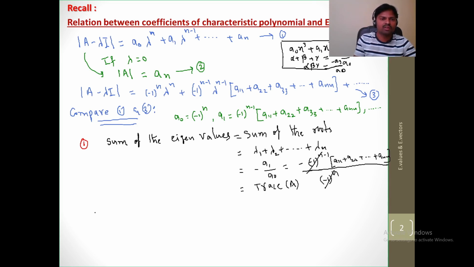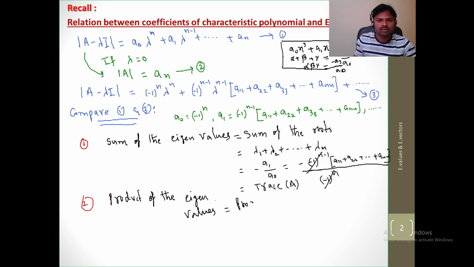So this is the sum of eigenvalues. And similarly, the second one is the product of the eigenvalues. The product of the eigenvalues is nothing but the product of the roots.